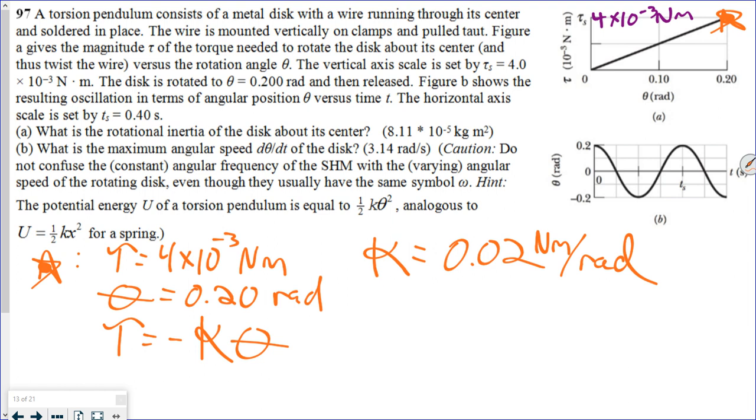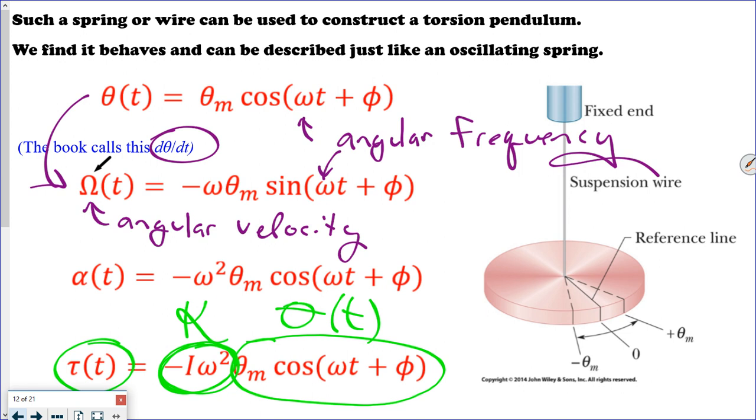Okay, everybody good up to there? All right, now, question A says, what is the rotational inertia of the disk, right? So let's go back at the previous page where we've got our equations and find an equation that has rotational inertia in it. None of this garbage does.